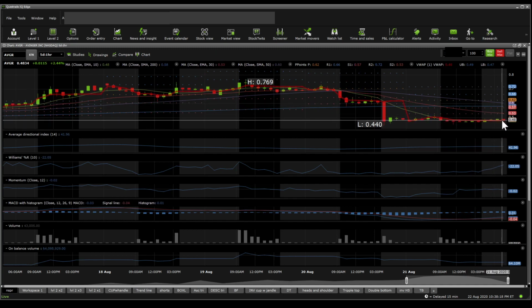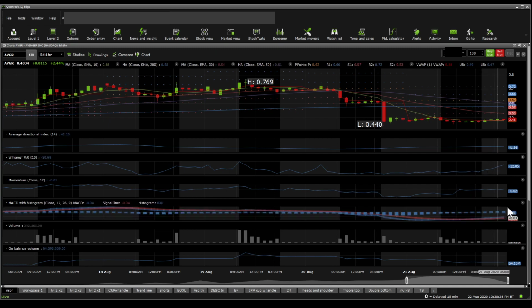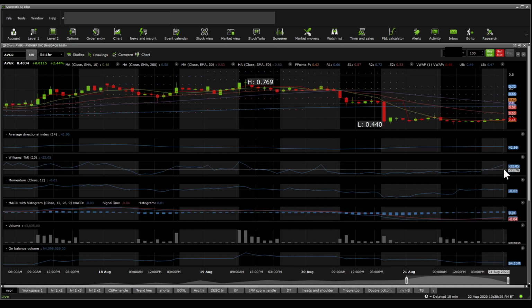The price is above the VWAP here, just a little above there. The VWAP is sitting at 0.48, it's sitting in 0.834. MACD does show a little bit of recovery happening for Monday, and the Williams percent R is looking to be a bit more overbought.